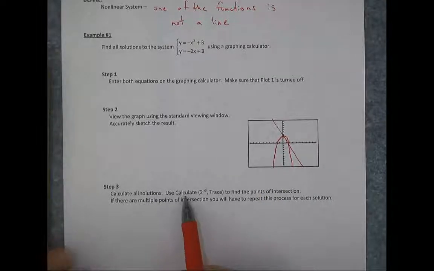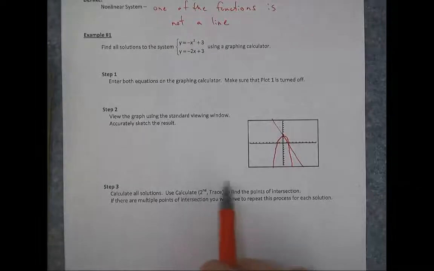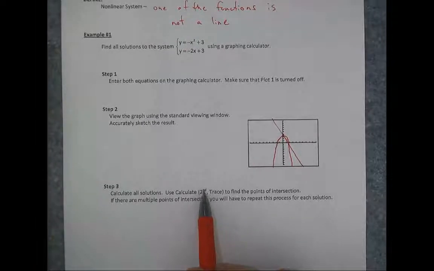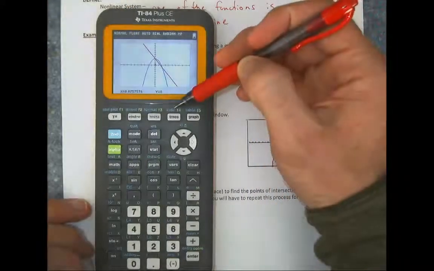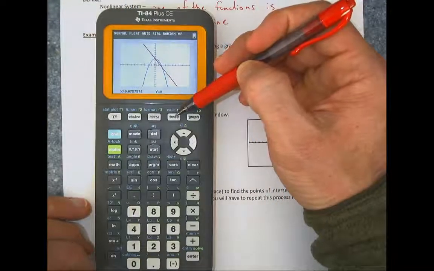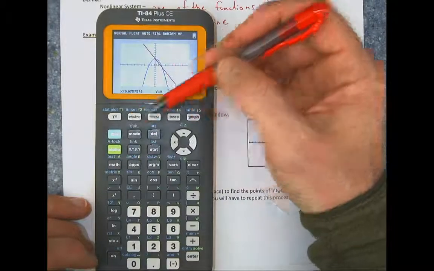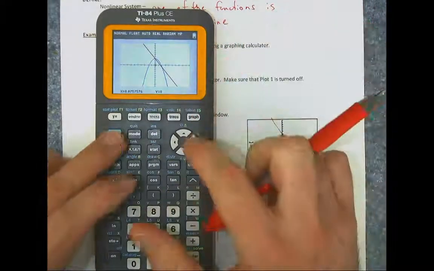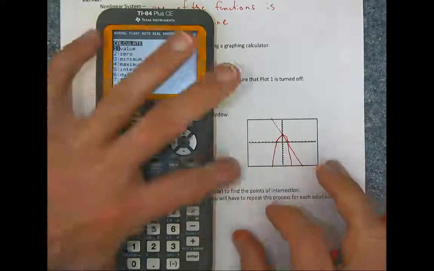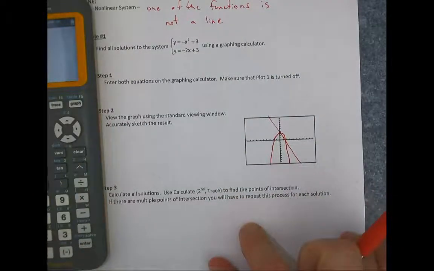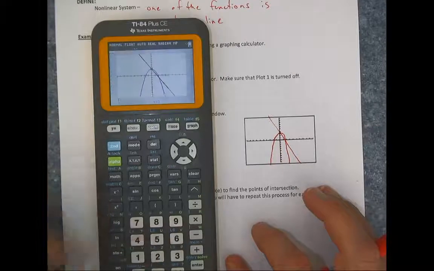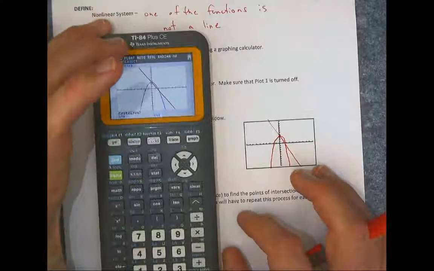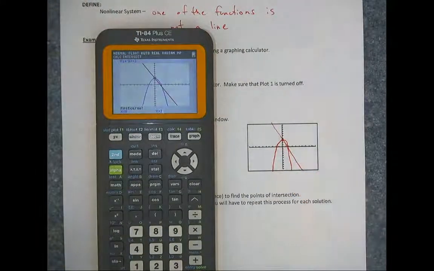You're going to use the calculate button, which you get to by hitting second and then trace. So calculate is right here in blue above the trace button. To get to it, you hit the blue second key and then the trace button. So second, calculate. And what we're trying to do is find the points of intersection. So take a look, where's intersect? That's number 5. And we have used this before with that first curve, second curve stuff.